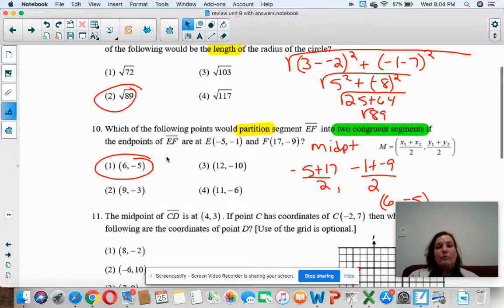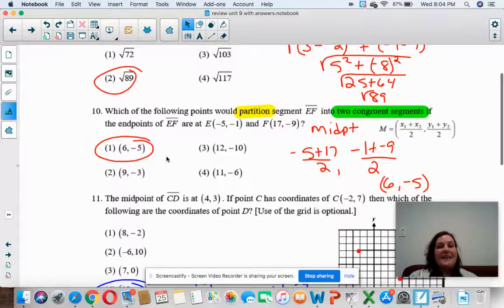Number 10, I have another partitioning problem, but it's actually not, because I'm going to partition it into 2 congruent segments. So actually, that's just the midpoint. I can use my partitioning formula and use a fraction of 1/2, but it's definitely easier just to use my midpoint formula. So I add the x's, divide by 2, add the y's, divide by 2, and my answer is 6, -5.